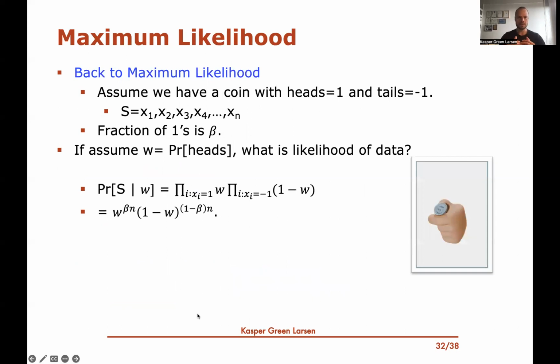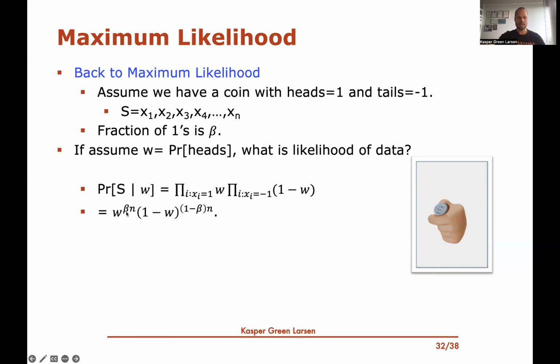Okay, so let's return to our example with coin tossing. We had this experiment where we toss a coin. We say that an outcome of 1 corresponds to heads and an outcome of -1 corresponds to tails, and that there was a fraction of beta ones in these n independent tosses. Then what we would like to do is say, let's assume that we have a parameter w, and let's assume that this w was equal to the probability of heads. If that was the case, then what would be the likelihood of seeing these outcomes that we have?